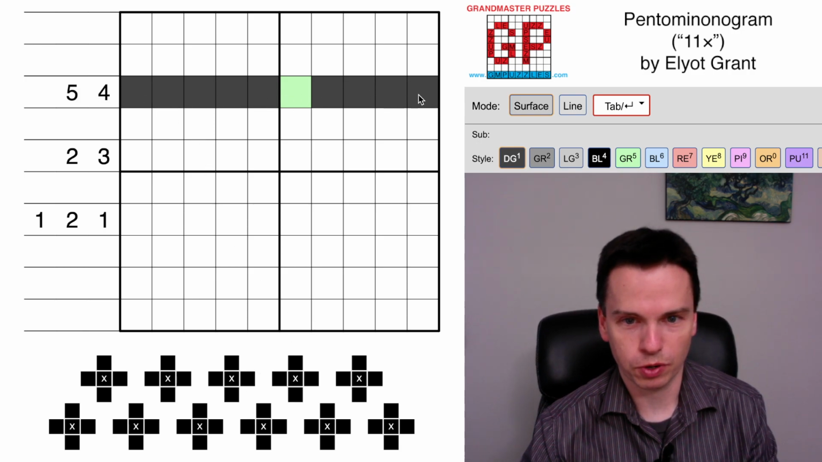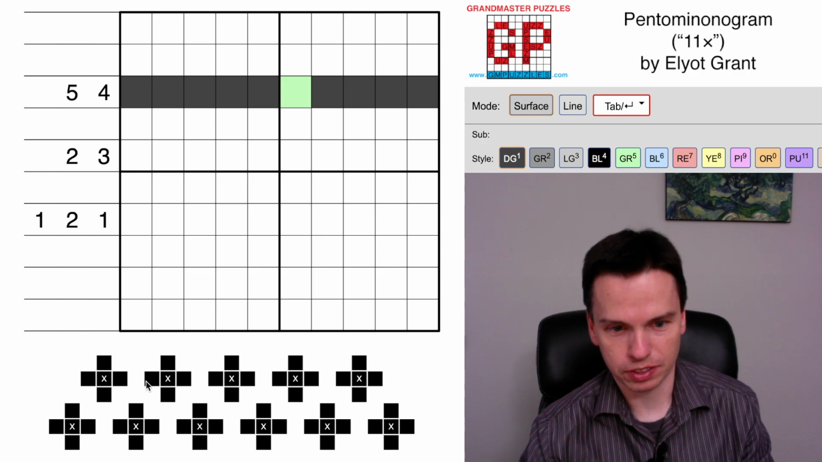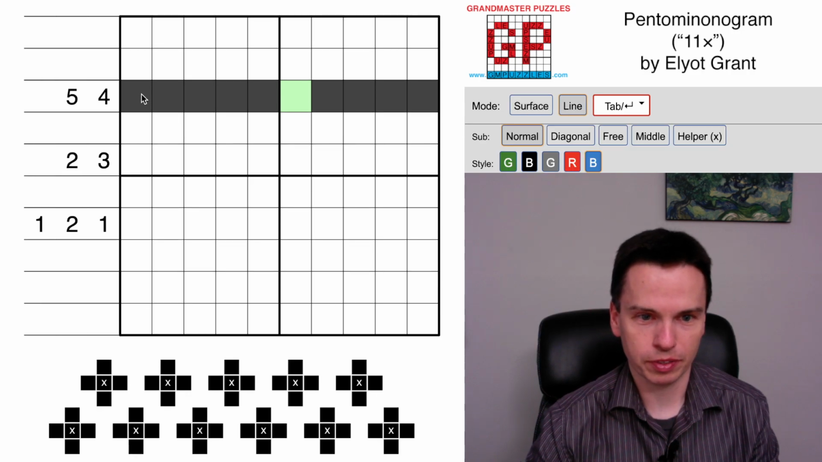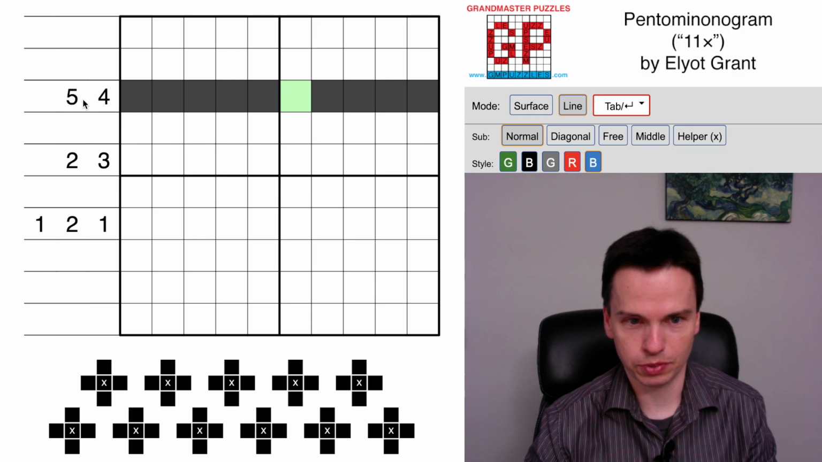The 5-4 row looks to be a given row as we get started. The 2-3 and 1-2-1 are going to take some more thinking about, but it's really worth considering at the start. What does it mean to be only using X's? X's come with 1 cell and 3 cell groups. So some of these constraints are that this 5 is going to be 3 plus 1 plus 1 most likely.